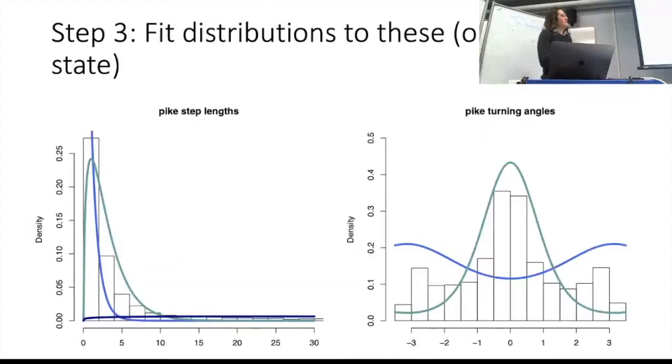The third step is to fit distributions to these, and this is where the states come in. So we assume that these step lengths and turning angles follow different distributions, and we assume that those distributions themselves depend on the state that you're in. So you're going to have multiple sets of parameters, one for each behavioral state. Does that make sense to everybody?